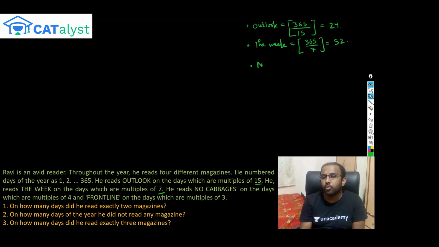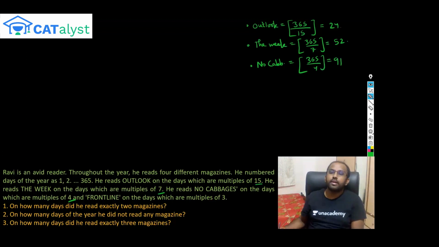This No Cabbages magazine he is reading in multiples of 4, right? So 365 by 4, that is equal to 91. So in a year, in 91 days, he will read the magazine No Cabbages.